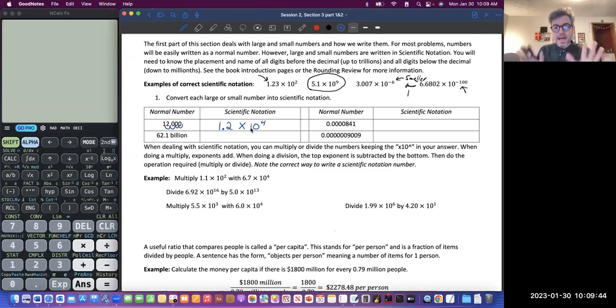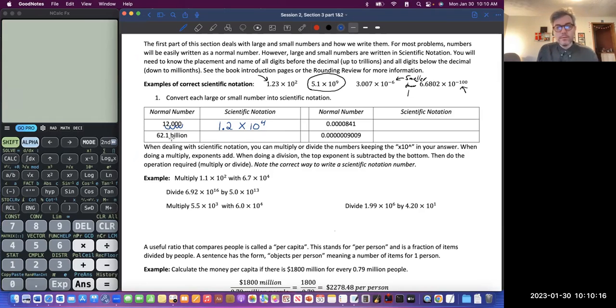Okay. Any questions, comments, or concerns about that example, about 12,000? Are there any questions about what we just did, turning 12,000 into 1.2 times 10 to the 4th? I claim they're the same number. The reason we're converting it is we're just trying to learn how scientific notation works. Okay. So stop me if you have a question.